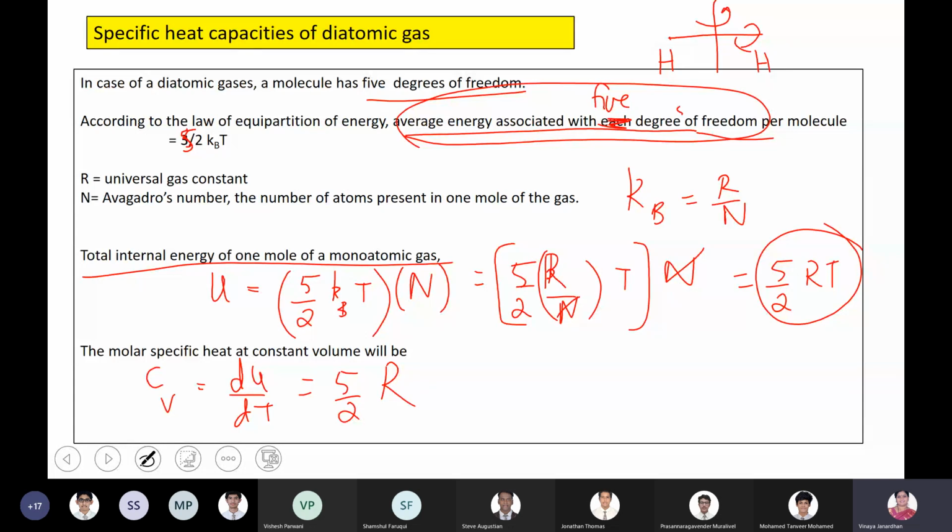Then according to the law of equipartition of energy, the average energy associated with all the 5 degrees of freedom of one molecule, if I'm considering a hydrogen molecule of a diatomic gas, it has 5 degrees of freedom. Then the total energy associated with one molecule for all the 5 degrees of freedom is 5 by 2 kBT. Right, boys? Then your Boltzmann constant kB is equal to R upon N. So your internal energy U will be equal to.